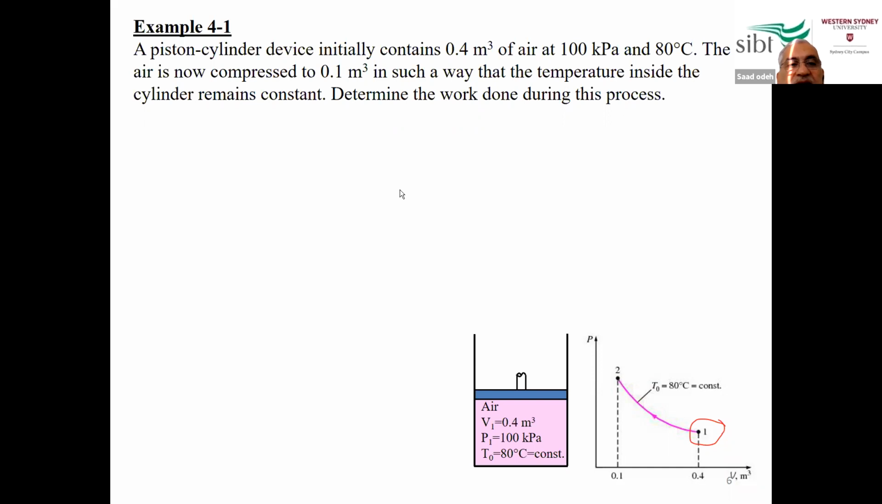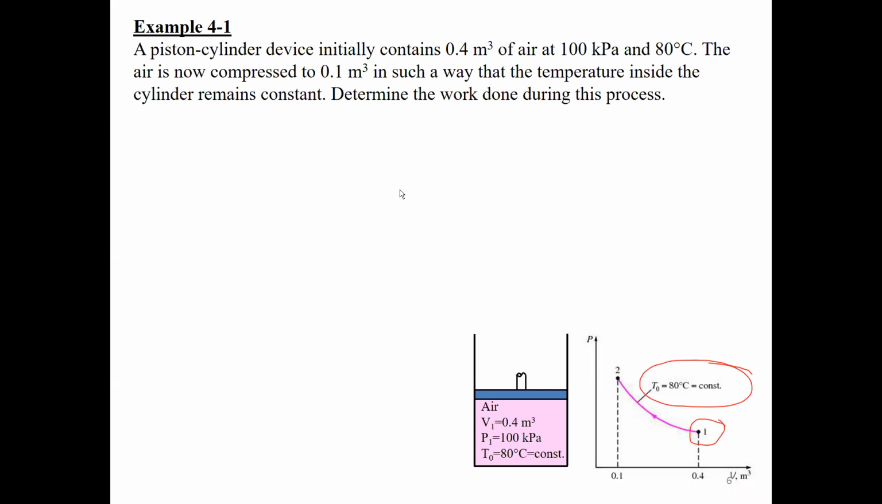And in this process, as you can see, the temperature is constant. If you look at the pressure volume diagram here, the temperature T1 is equal to T2 and equal to 80 Celsius. So what do we call this process? Constant temperature process. Isothermal. Exactly, isothermal process, or constant temperature process, correct.